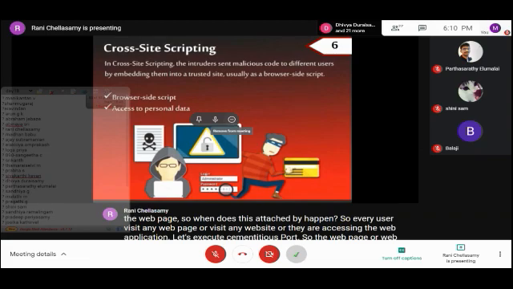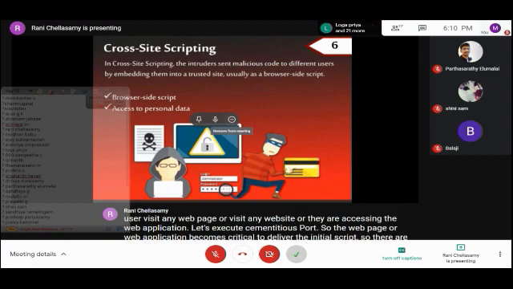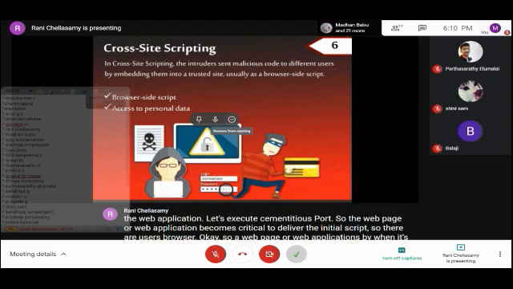Okay. So a web page or a web application is vulnerable, very weak to the cross-site scripting attack, if it uses unsanitized user input in the output that it generates. Okay.